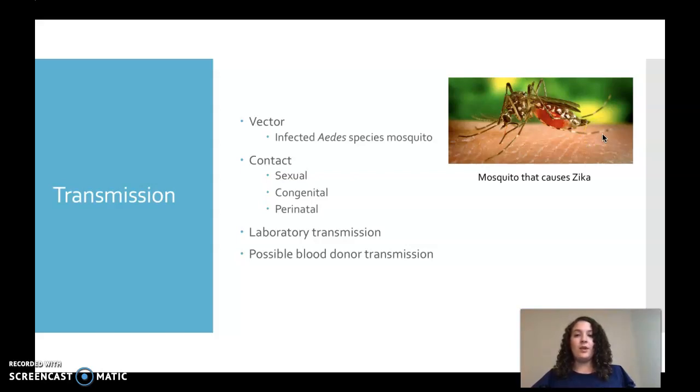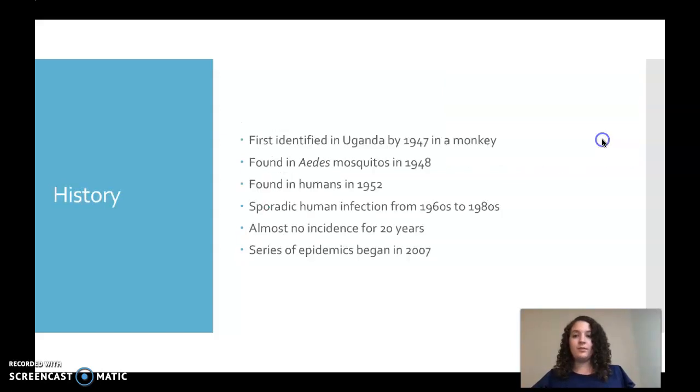There have been a few cases of laboratory transmission of Zika virus. There is also the possibility of blood donor transmission. No Zika virus case has ever been confirmed to have been caused through a blood transfusion, but they once did a study where they tested blood donations for Zika virus, and they found that some had Zika virus in the blood, so it is possible to get Zika virus through a blood transfusion with the blood of an infected person.